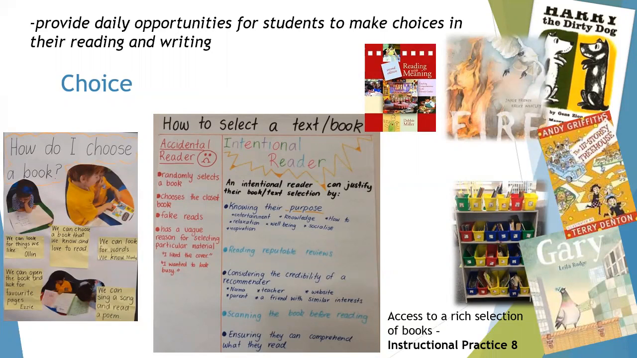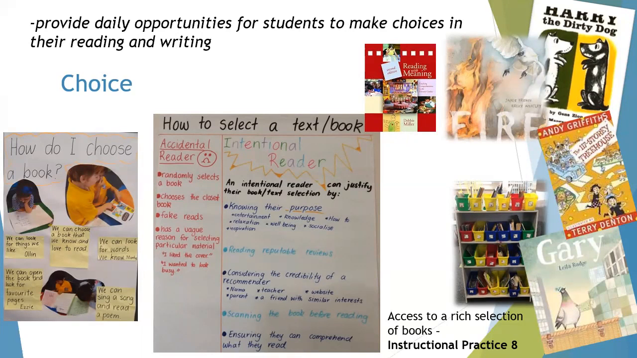A nice anchor chart here is from a primary classroom of how to select a book. There's the intentional reader who goes about reading and reviews and asking people and having a purpose, and all of the things the students have brainstormed here. And as the class has called it, an accidental reader who just randomly selects a book or even fake reads when it's reading time.